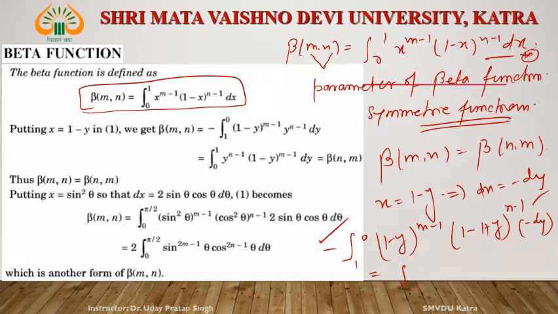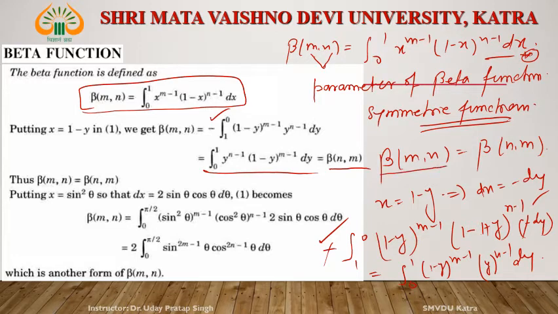Now dx is equal to minus dy. This is 1 minus y whole to the power m minus 1. This minus becomes plus, integral 0 to 1, 1 minus y to the power m minus 1, and this is 1 minus x, which is 1 minus 1 plus y to the power n minus 1, and dy. So this is equal to beta n, m. So beta m, n is equal to beta n, m. This function is a symmetric function. So the beta function is a symmetric function.